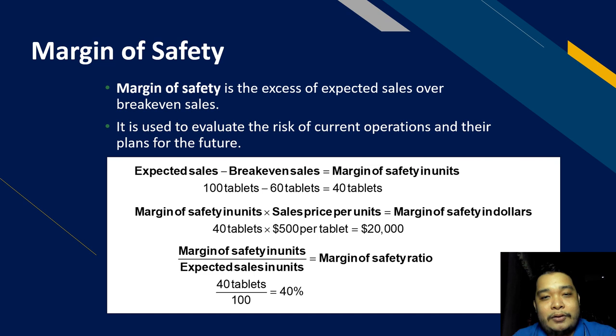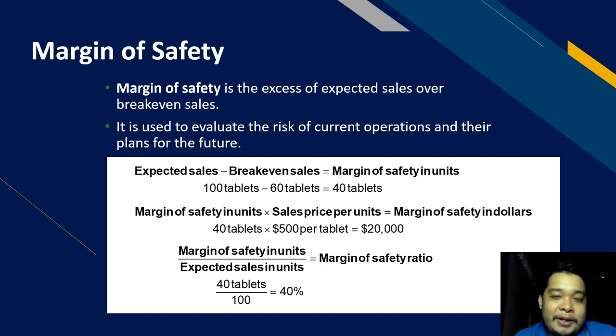And that amount, so that's an example. So let's look at this specific example for the tablet company. Their expected sales is 100 and their break-even sales is 60. So the 40 tablets is their margin of safety. It's called safety because it's how far away you are from your break-even point. The farther you are, the more safe your operations are, right?